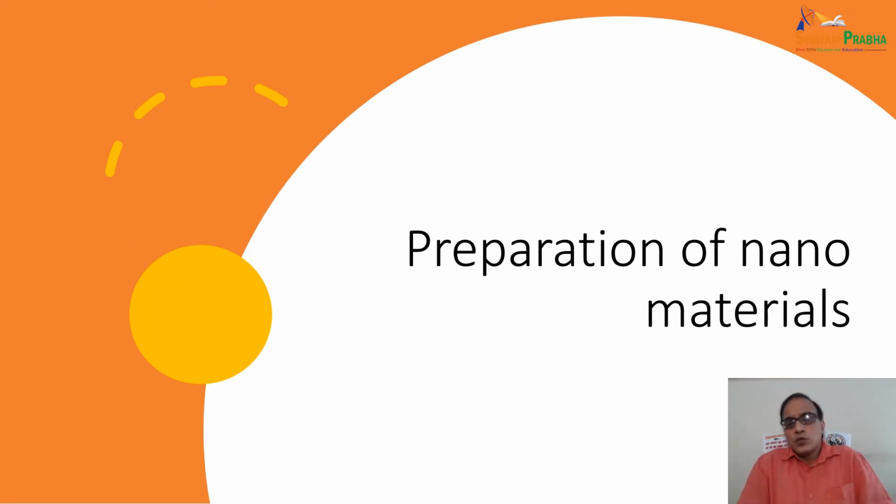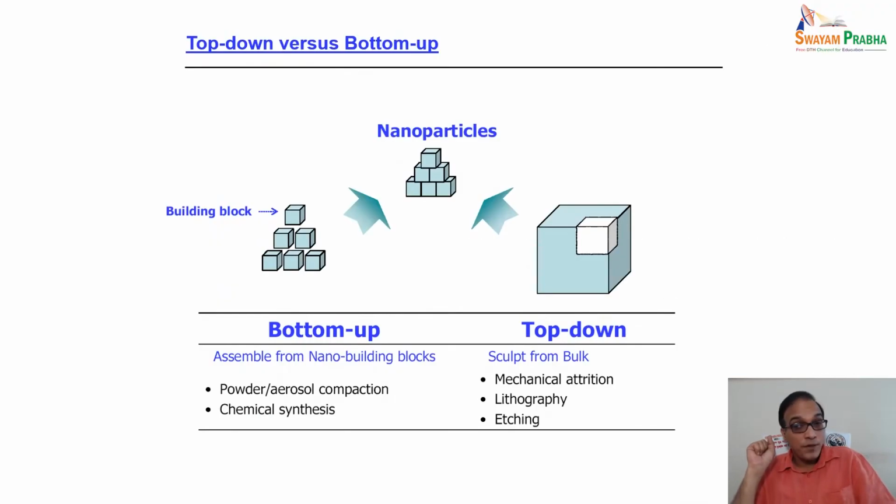Now we are moving to preparation of nanomaterials. What kind of approach may we have? The two approaches: bottom up approach and top down approach. Bottom up means from building blocks we are preparing nanoparticles, and top down means from the bulk we are cutting it down to the level of nanoparticles. So these are the two basic approaches, and different methods may be there for bottom up and top down, as you can see here.